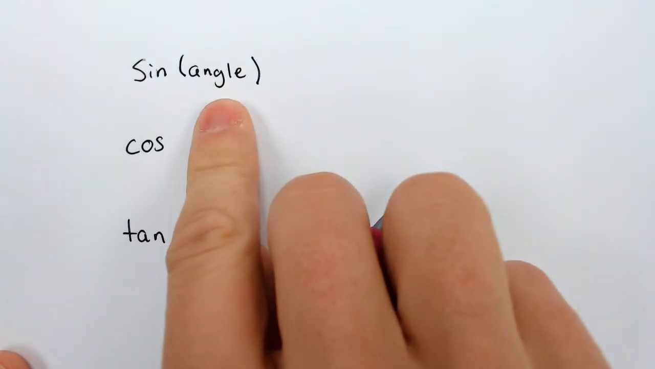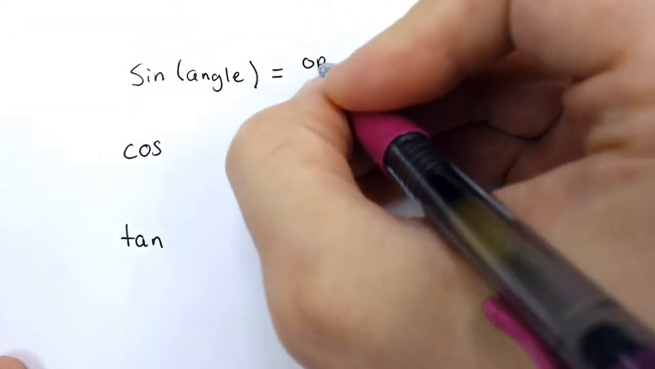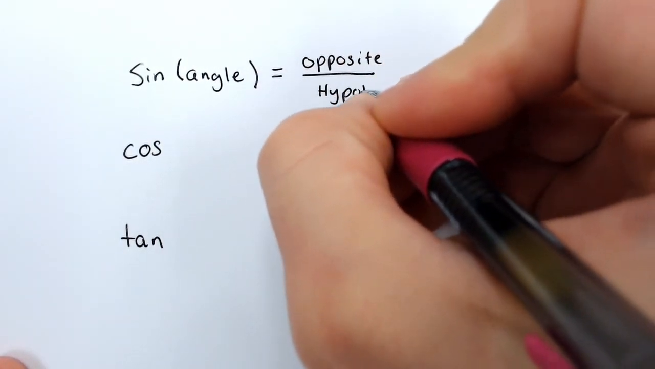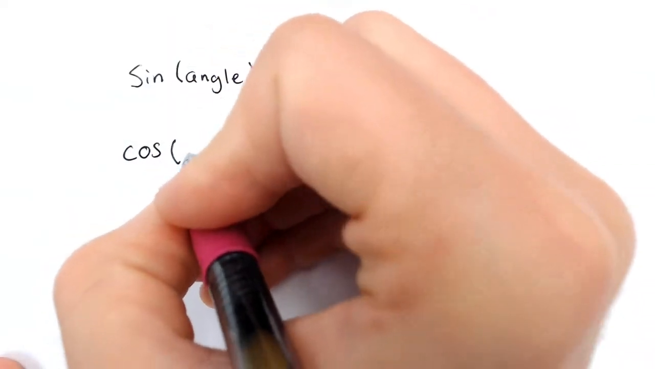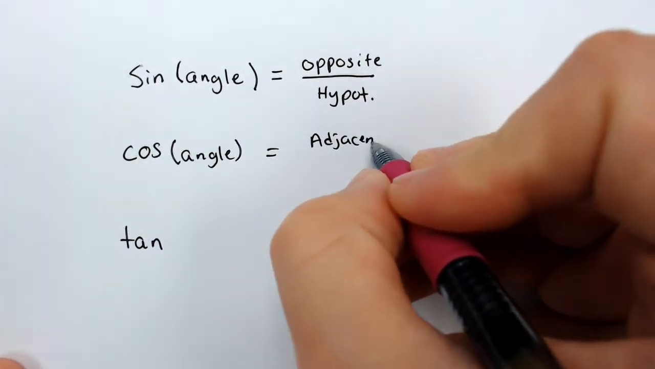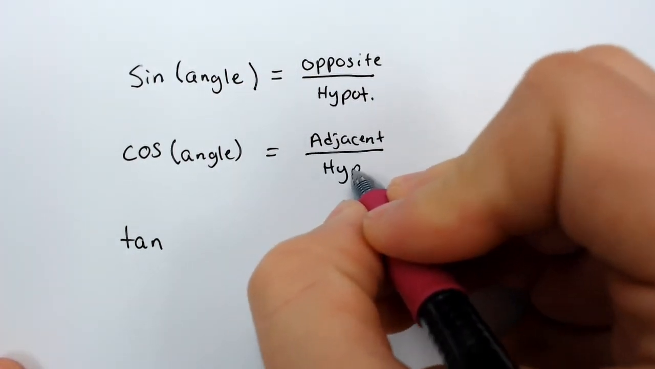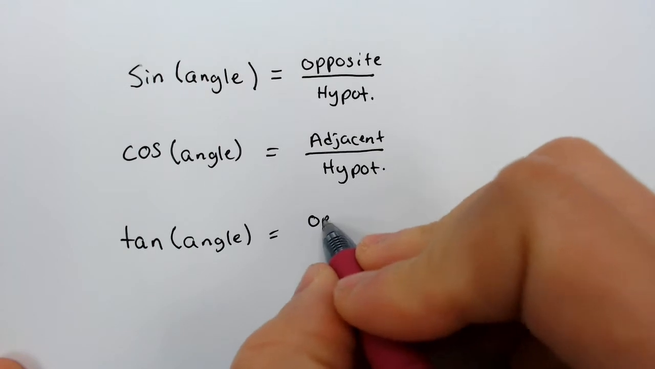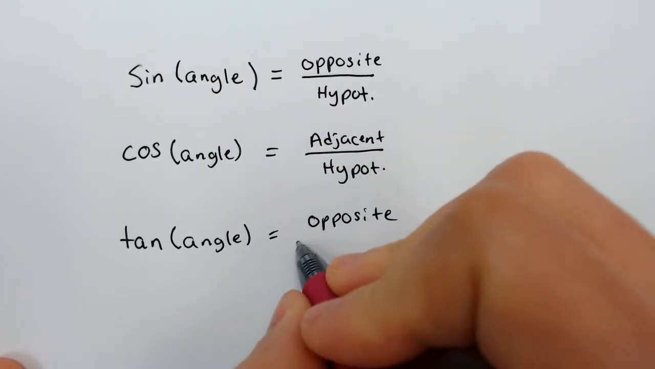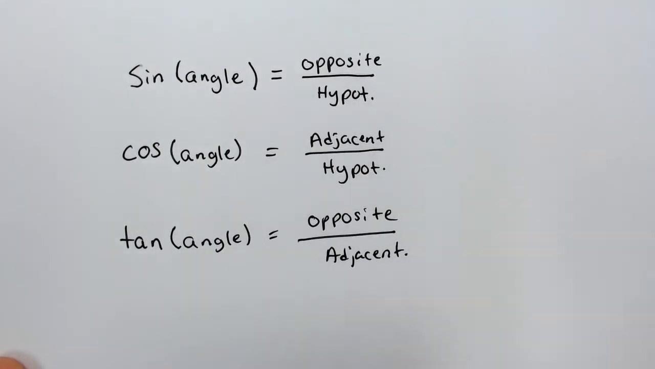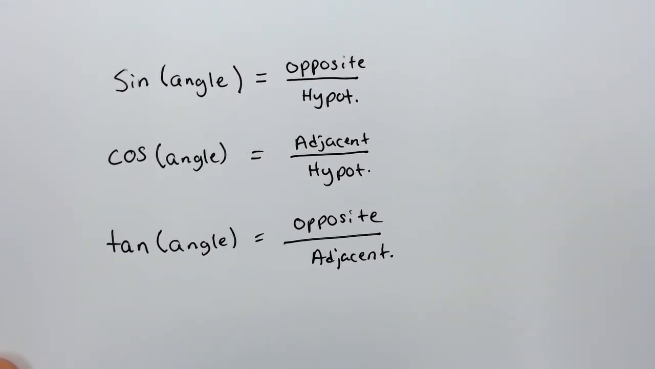So sine of the angle is equal to the opposite over the hypotenuse. Cosine of the angle is equal to the adjacent over the hypotenuse. And tangent of the angle is equal to the opposite over the adjacent. Now, normally you wouldn't write out the whole words. I didn't even write out the whole word for hypotenuse. And as of right now, that means very little to you.